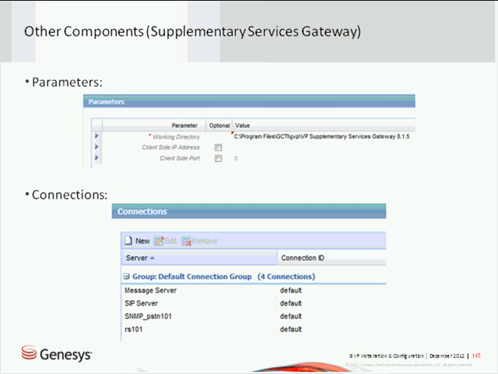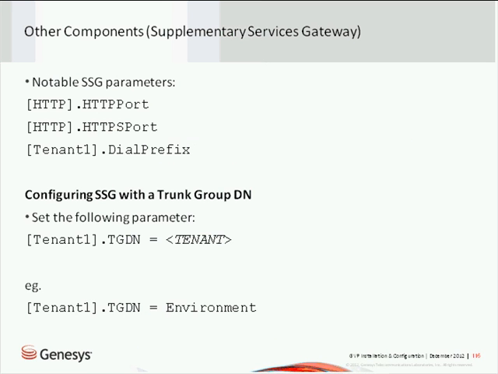Next is the SSG. There are basically two ways of configuring this, but the deployment is the same for both. So we picked same parameters as before. This does require a SIP server connection. And again, the usual reporting server, message server, and optionally SNMP connections. That's a fairly straightforward deployment.